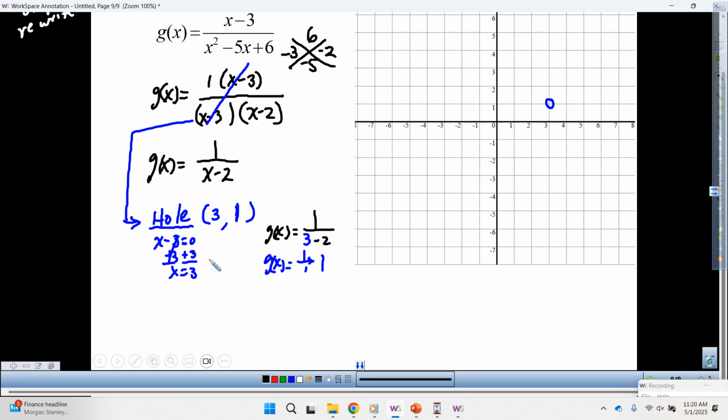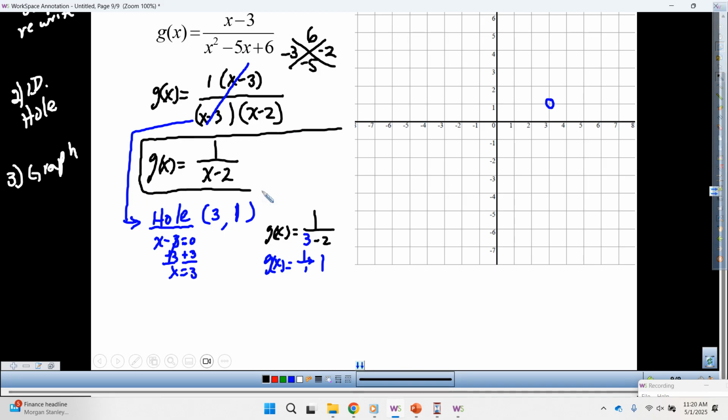So step 1 was factor, simplify, and rewrite. Step 2, I want you to write identify or ID hole. Identify the hole. And lastly, step 3, graph. And how do we graph that new function that we have here? Well, Mr. Q, we need a VA and an HA. So look up. So we are here at our new equation. Once it's simplified, we are here. And we're going to graph that.